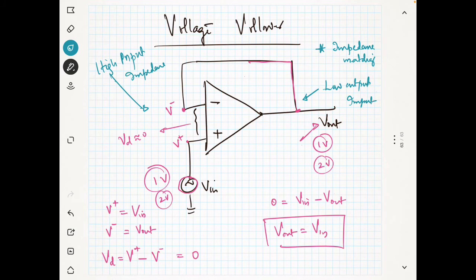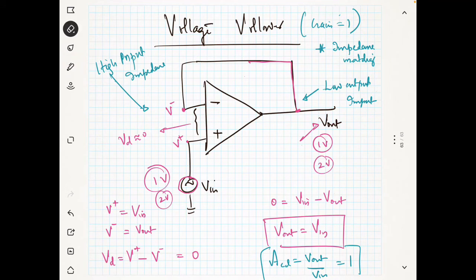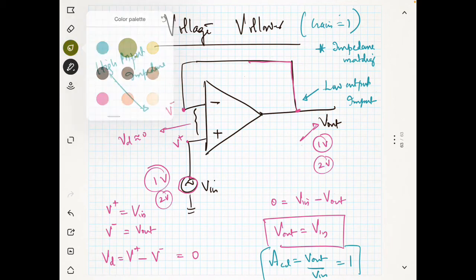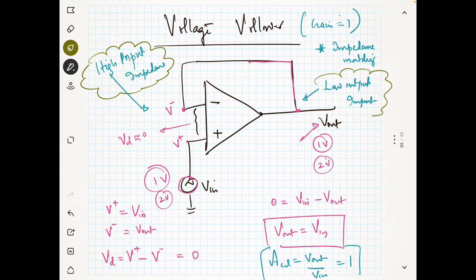So what is the gain here? The closed loop gain is V out by V in, which is nothing but 1. So the voltage follower has a closed loop gain equal to 1. What is the main advantage of this? Because it has high input impedance and low output impedance, it can be used for impedance matching.